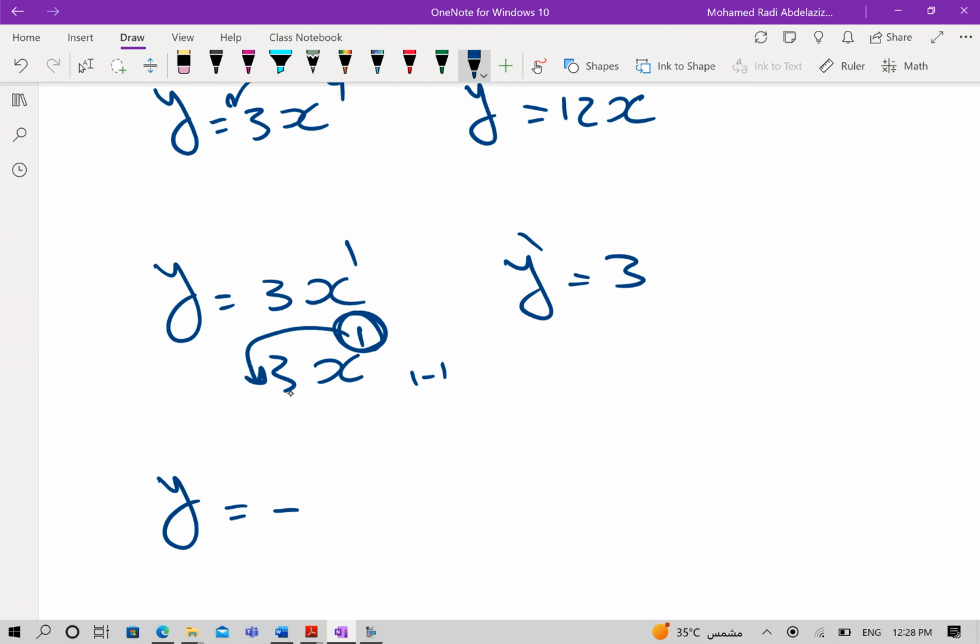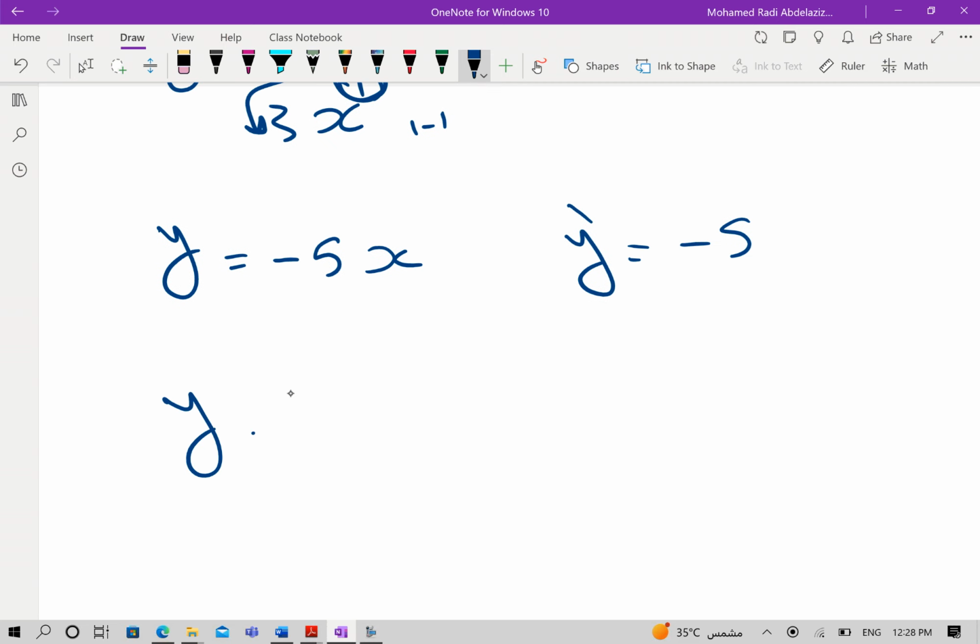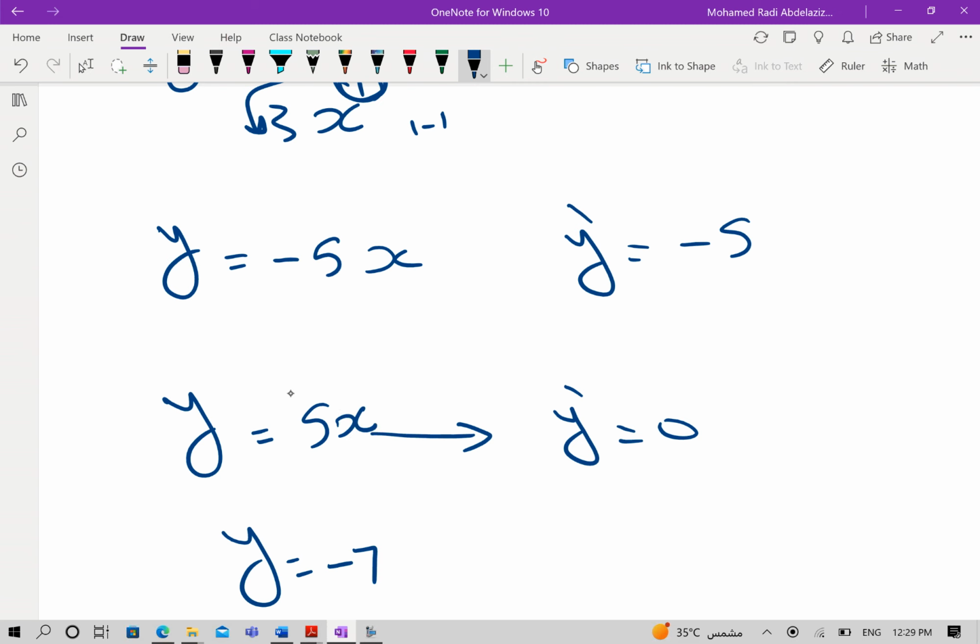Again, y equals negative 5x, so y dash is negative 5. What about the derivative of a constant value like 5? Y equals negative 7. The derivative of a constant is 0, because it's given x power 0, which is equal to 1. When you drop 0, it will be 0. So for a constant, its derivative will be 0.